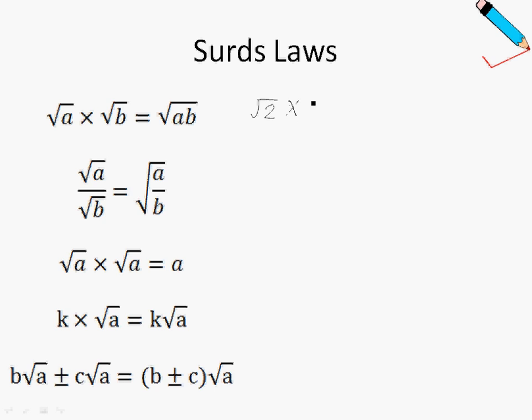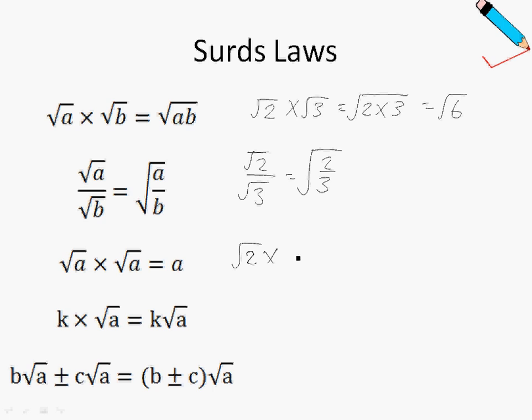So let's say I have root 2 times root 3. Using the first law, it will just be root of 2 times 3, okay, which is just root 6. Next, over here, if I have root 2 over root 3, okay, it is just equivalent to root of 2/3, okay, and as such. So next example, let's say I have root 2 times root 2, for example, I'll just get the number 2. And then if I have 3 times root 2, for example, I'll have 3 root 2.